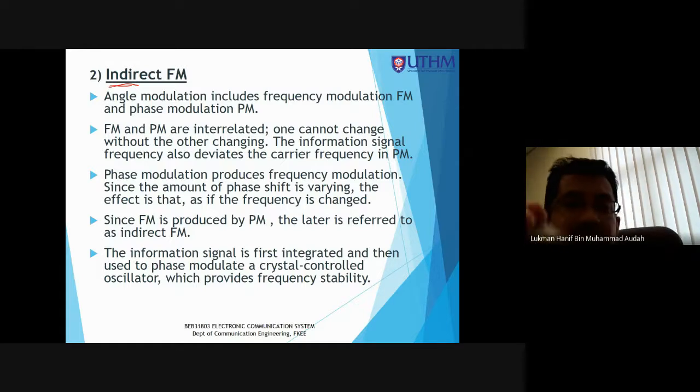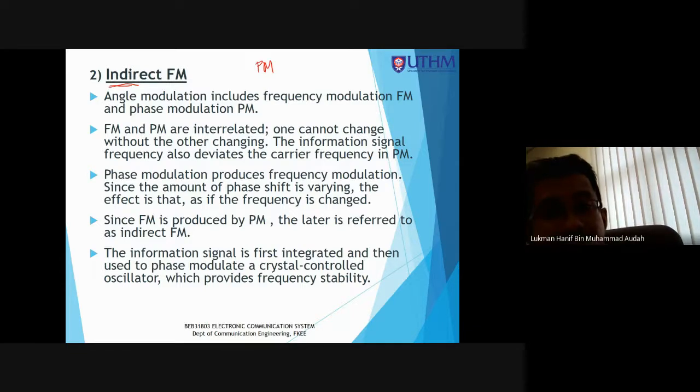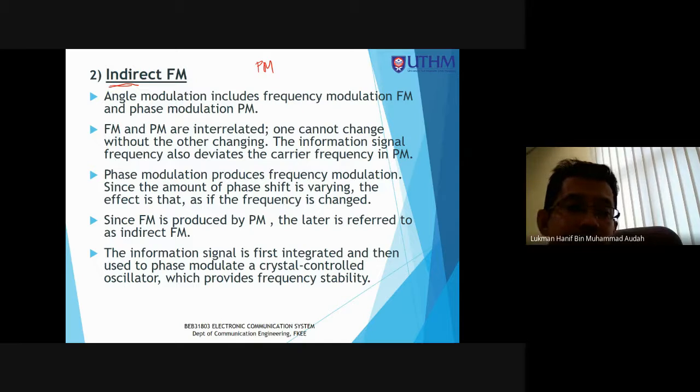So in this case, what we do is actually the PM process, phase modulation process. Okay. So how does this happen? Macam mana nak buat perkara ini? So ada beberapa proses yang berlaku dalam indirect FM. Okay. Nanti you akan lihat bahawa indirect FM produce narrowband FM, yang mana nanti kita perlukan multiplier to increase the bandwidth so that the output is wideband FM.